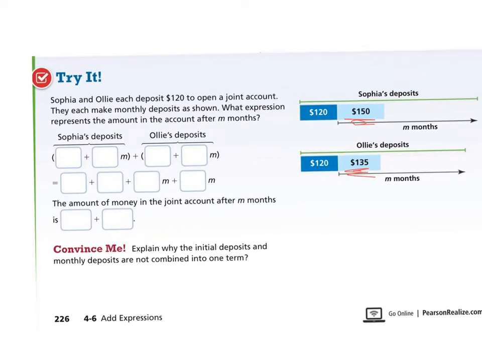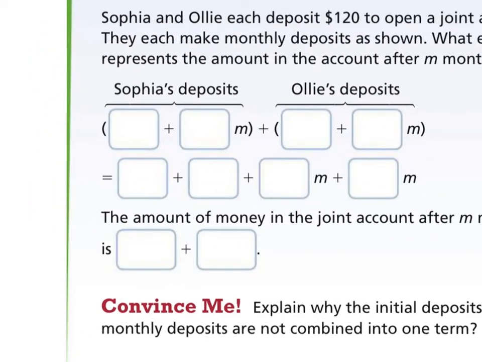So we can make an expression here for Sophia's deposits. She's putting in $120 plus how much a month? 150. So that's 120 plus 150M. So 150 times however many months. And then Ollie deposited 120 plus 135 a month. Make sure you're getting this down in your books, please, so you understand and you can follow along with what we're doing.